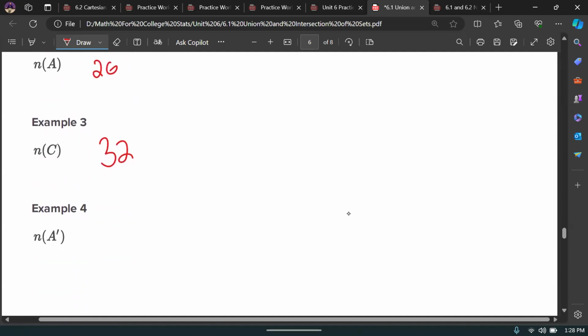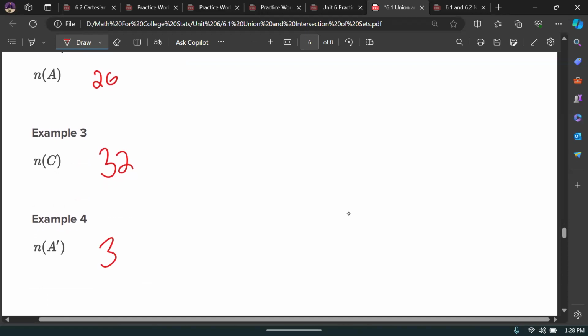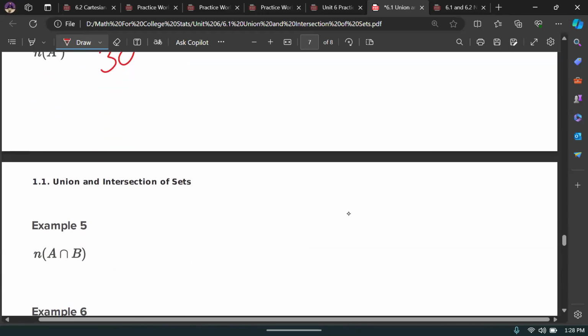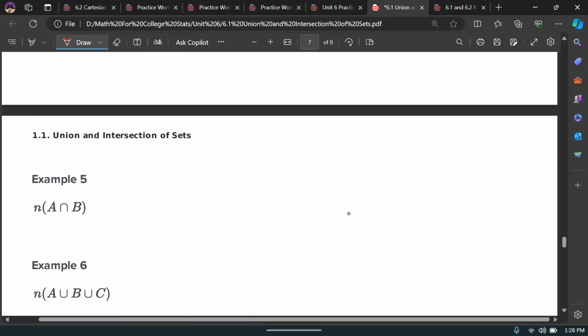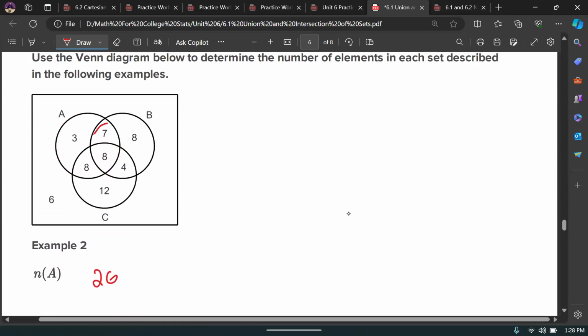Number 4, elements not in A. So everything outside of A. So here's A, everything that's not that. So 6, 12, 4, and 8, which adds up to 30. And yeah, I guess that answers those. Example 5, A and B, the overlap of A and B. So A and B overlap here. That's 7 and 8. Which of course adds up to 15.